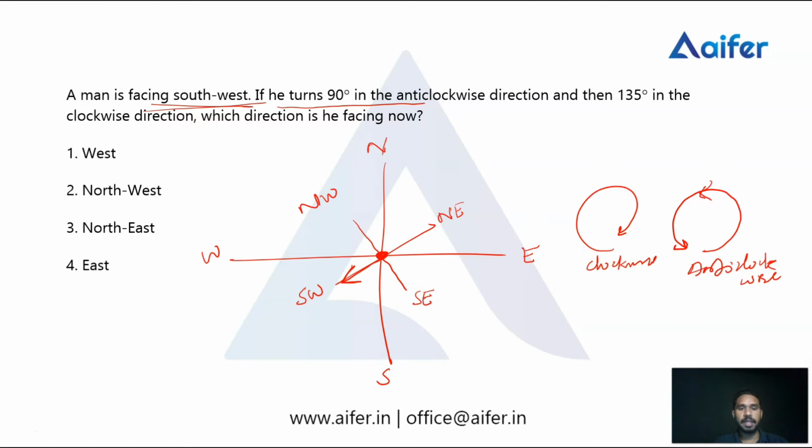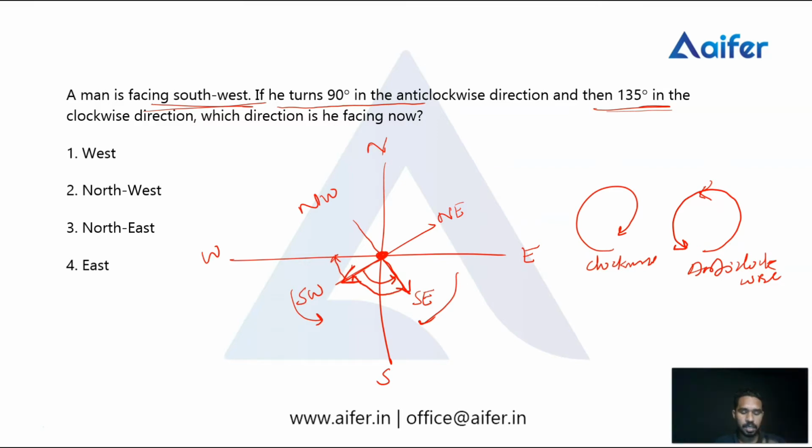So he turns 90 degrees in the anti-clockwise direction, which means in this direction he makes 90 degrees. So the final position after the 90 degree anti-clockwise turn is here, that is southeast. After that he turns 135 degrees in the clockwise direction. So the clockwise direction is this way, and it's around 135 degrees. So he turned 135. Initially he turned 90 degrees, and there is 45 degrees after the rotation.